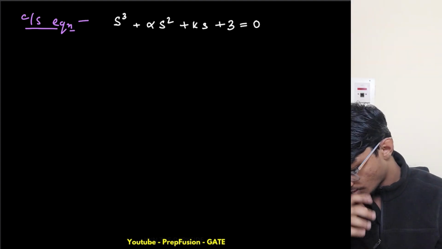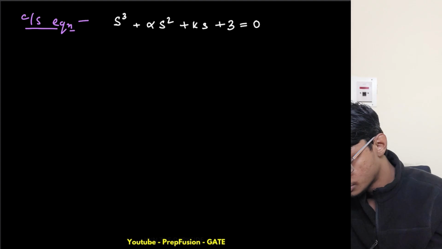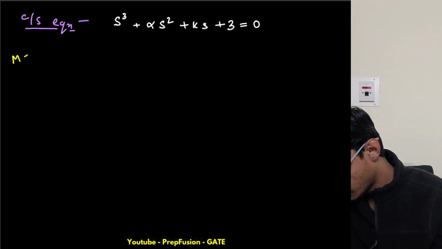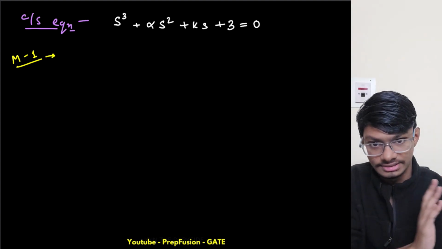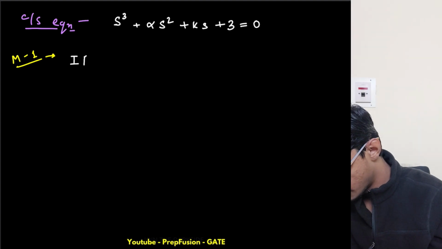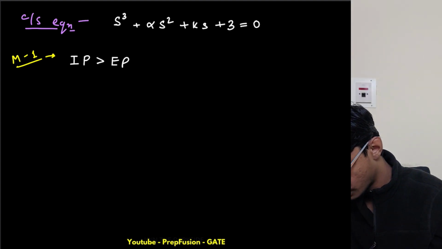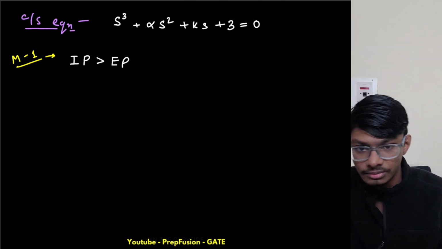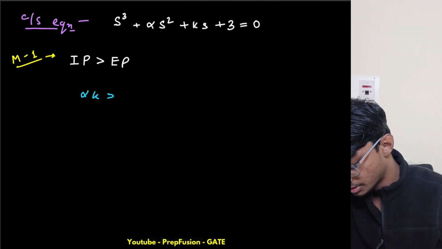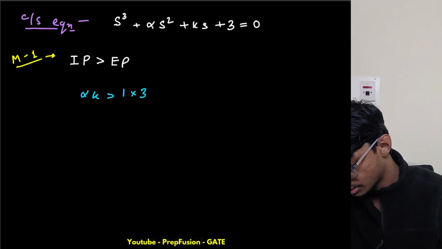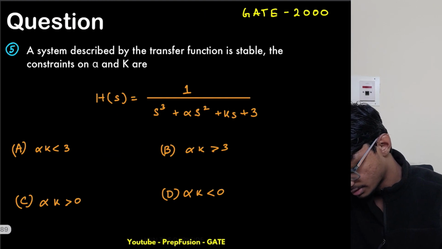So now what will be the constraints? If I use my method 1, what is method 1? Method 1 is basically my internal product should be greater than the external product, right? The internal product is alpha times k. It should be greater than the external, which is 1 times 3. So alpha k should be greater than 3. So I got my answer instantly. Okay, so my answer is B, right?